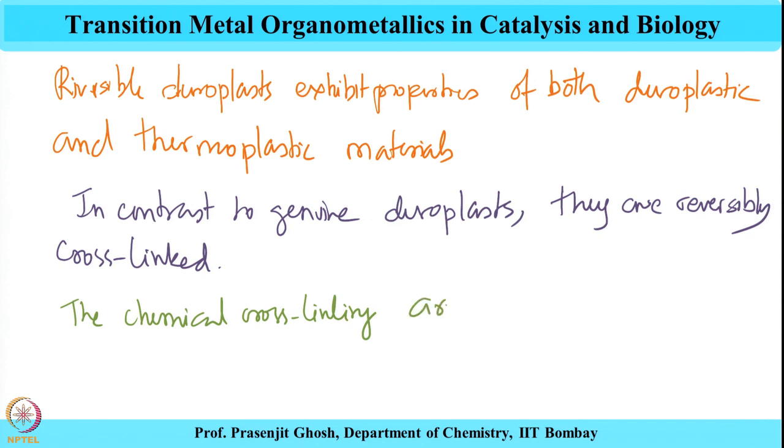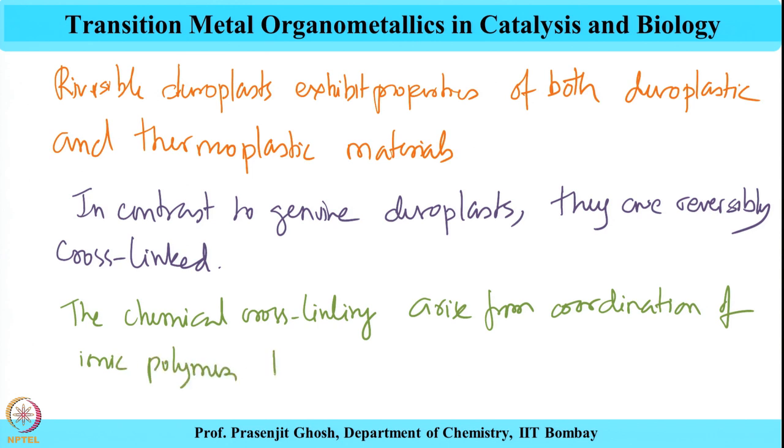The chemical cross-linking arises from coordination of ionic polymers to metal ions. And this is unlike the chemical cross-linking which involves chemical bond cleavage. This is more like a coordination bond between the ionic polymer and the metal ion, which gets reversibly cleaved during its application purpose.